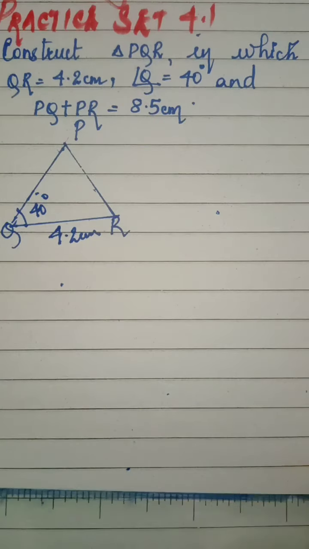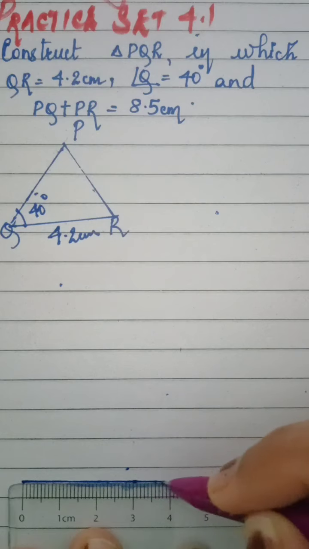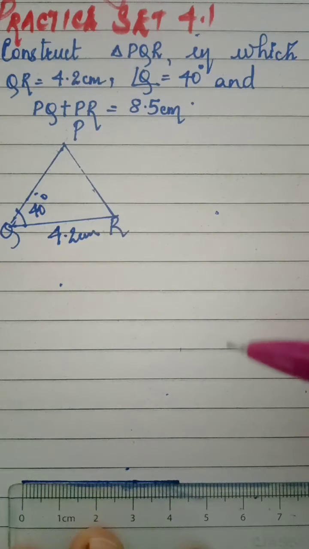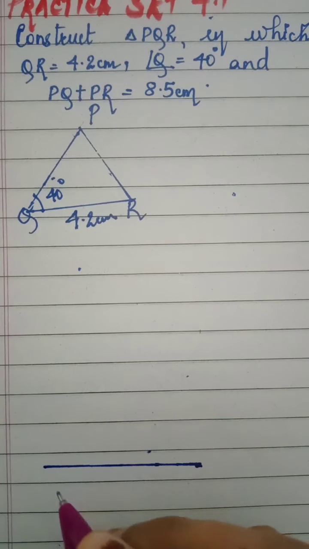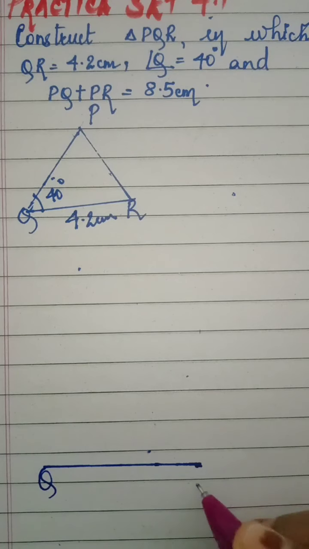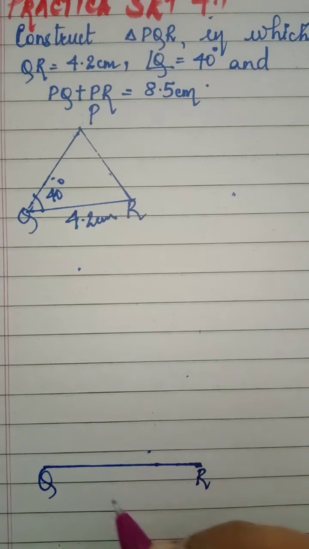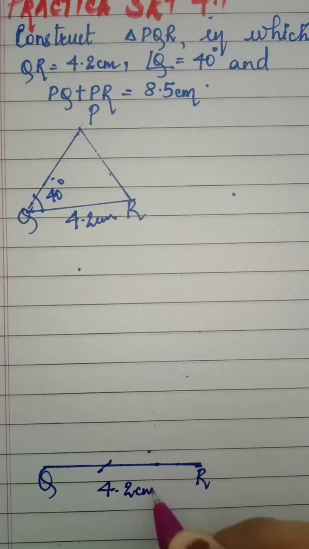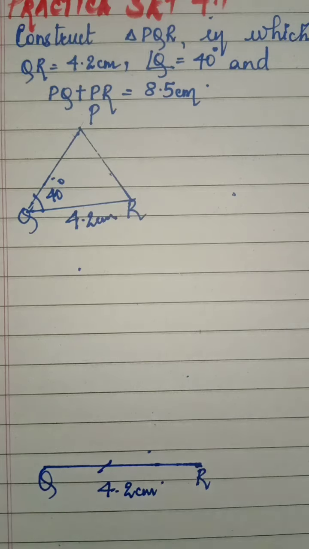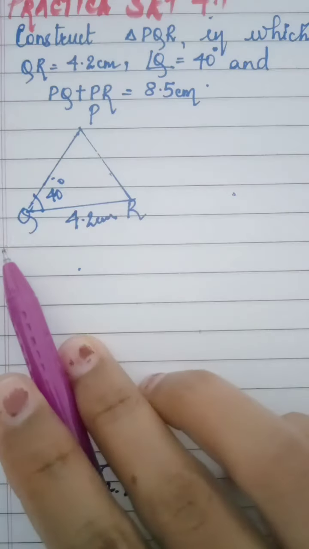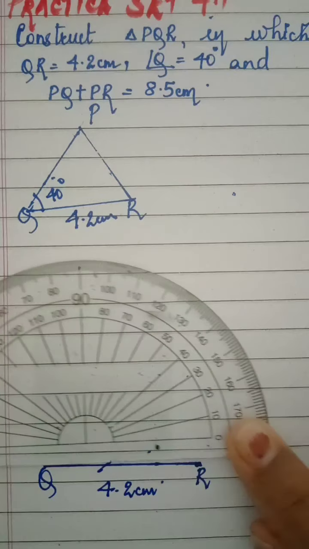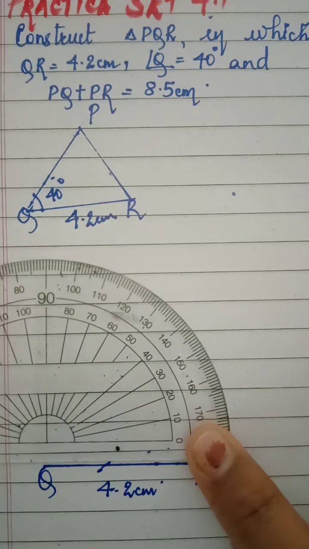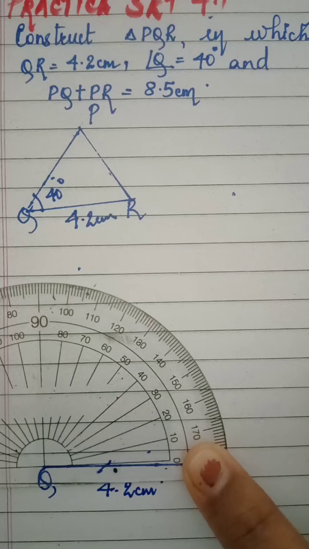4.2 centimeter segment, let me draw. 4.1 and 4.2. Exactly 4.2. I'll name it as QR, Q and R. Okay, and write down the measurement 4.2 centimeter. Now, we know the angle. Angle is Q. So, take your protractor. Angle 40 degree. 40 degree means it is acute angle.